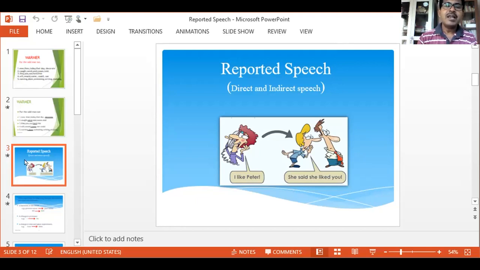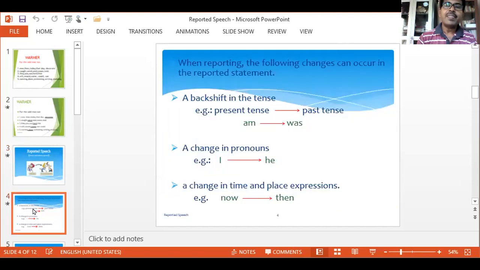Okay, dear students, let's go to the next slide. When reporting means when you report something said by someone else to somebody else, the following changes can occur in the reported statements. When you report, what will happen actually? The first change is a back shift in the tense. The tense will change into its corresponding tense.